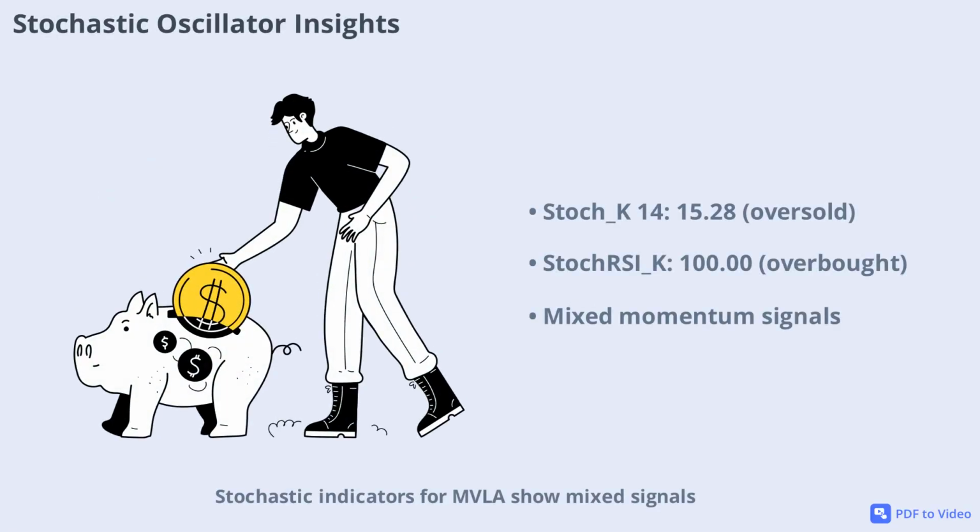Stochastic indicators for MVLA show mixed signals. The 14-day stock K is at 15.28 and stock D is at 8.8, both in the oversold region. However, the 5-day values are higher, with stock K at 42.86 and stock D at 26.98, suggesting a recent uptick in momentum. Stock RSI K is at 100, indicating a possible short-term overbought condition. These conflicting signals highlight the importance of monitoring short-term price action closely.